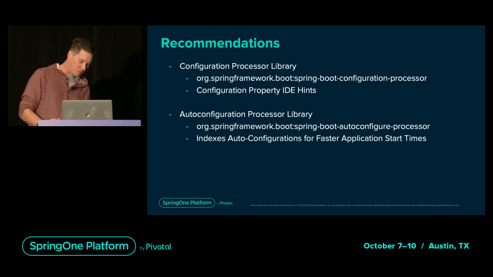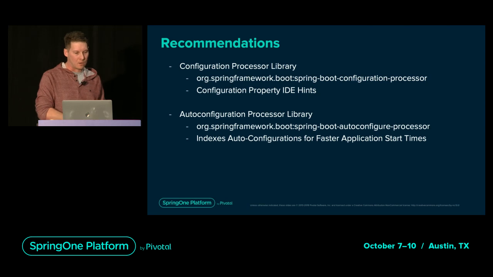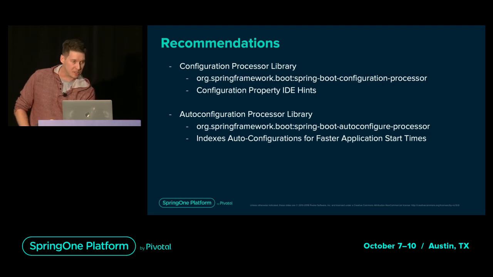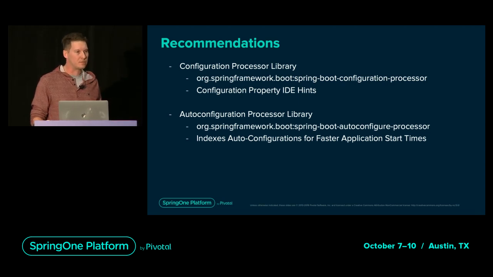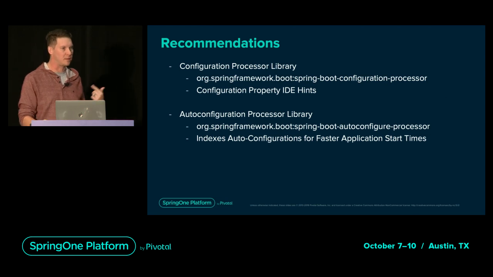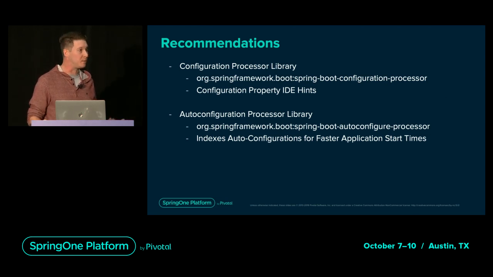The other would be using an auto configuration processor library. Now, this works the same way as that configuration processor, but in this case, it inspects for those conditional annotations. So Spring uses a lot of class path scanning and reflection to try to determine whether or not it should enable certain configs. And this gives Spring a head start. As part of your compilation, it'll inspect all those conditionals and generate a little index file that Spring can use to short circuit some of that class path scanning and speed up your startup times.